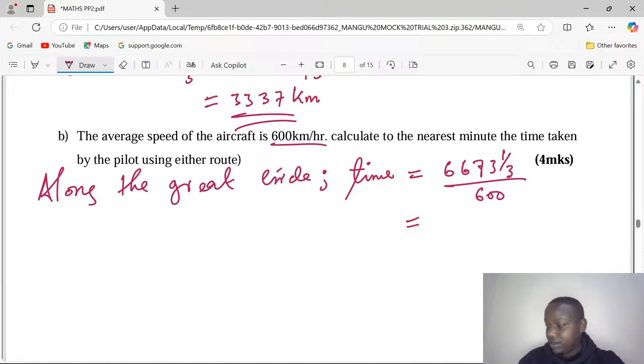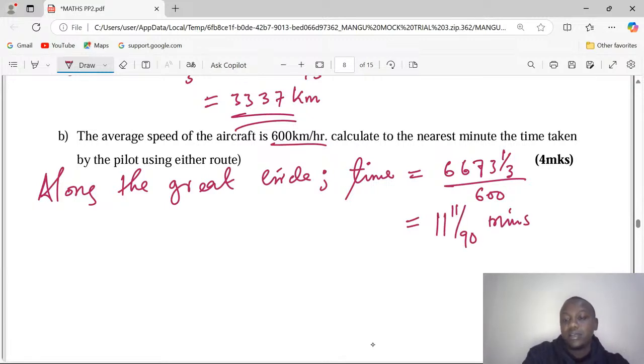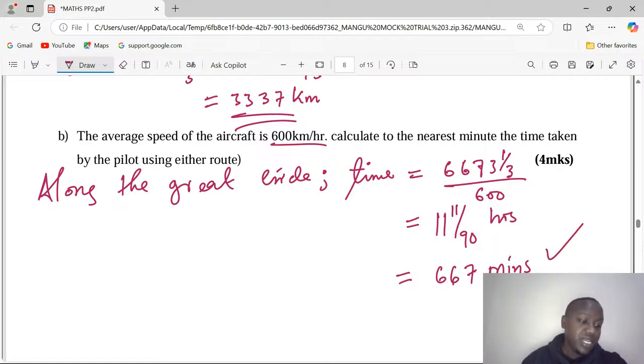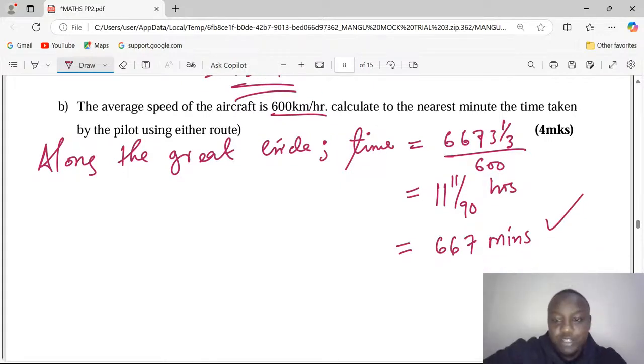So time for that particular case is going to be 11 hours and 11 over 90. Hours, sorry. These are hours. So those are fractions of hours, which means now we can make them minutes. And they are going to be 667 and a third, which is 667 minutes, because we have to round it to the nearest minute.